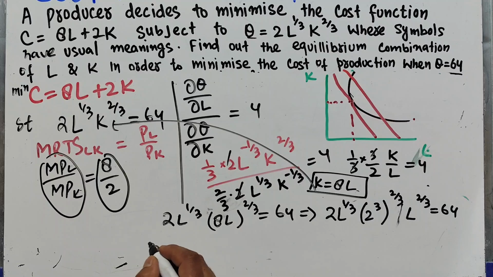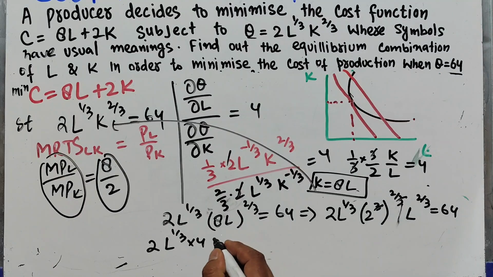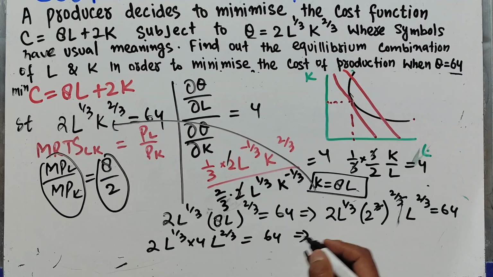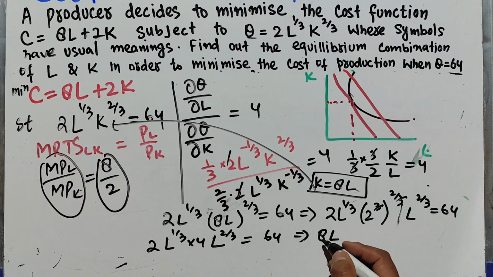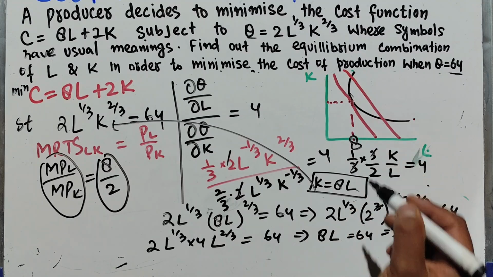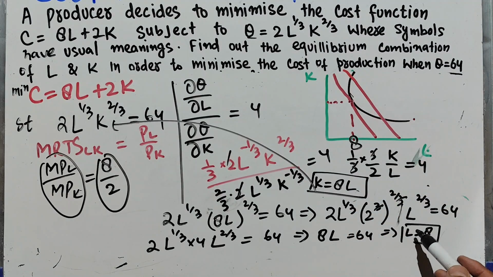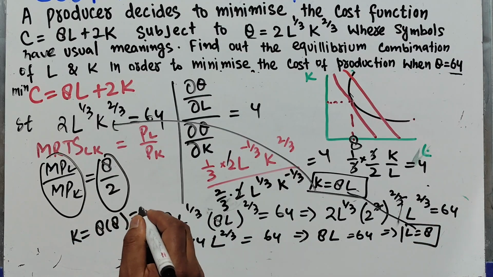Solving further, we get 2L^(1/3), then 2 squared is 4, then we have L^(2/3) should be equal to 64. Bases are the same, so we can add up the exponents, so we get 4 twos are 8L, because 1 upon 3 plus 2 upon 3 sums up to 1. So 8L is equal to 64, and dividing both sides by 8, L will be equal to 8. So we need 8 units of labor. To find the units of capital, plug the value L = 8 in this equation. That gives us K = 8 into 8, which comes out to be 64.